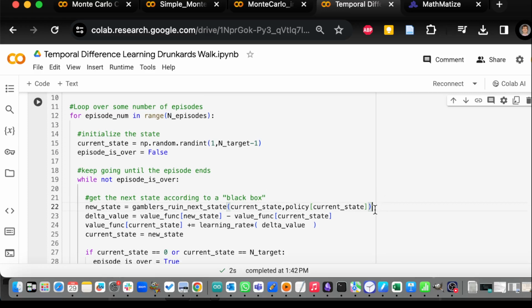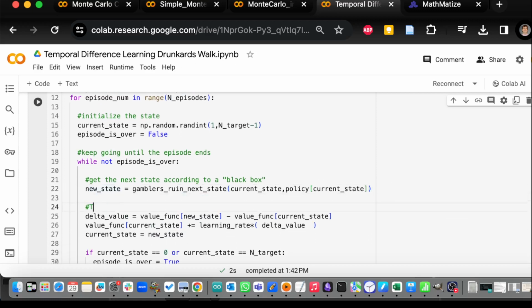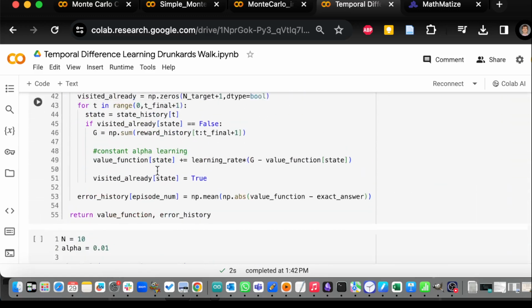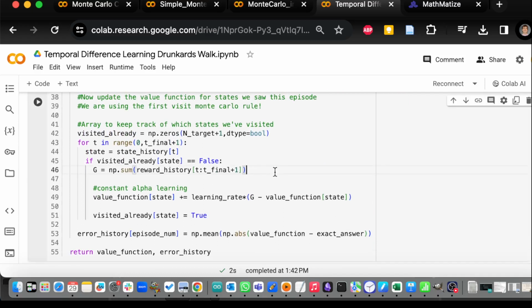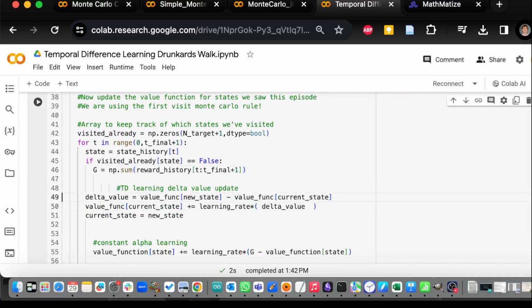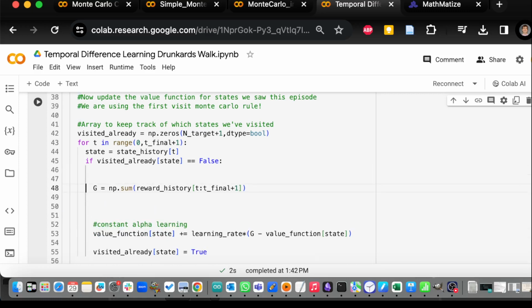So let me scroll up quickly just to highlight the difference between this. Let's call this one the TD learning delta value update. And I just want to compare it to what we had before. So I'm going to take this all the way up, and I'm going to put it right next to the code for the Monte Carlo and show you what the difference is. So let's put this all in comments so we can look at the difference. Okay, actually, let me move it. So it's just above this stuff.